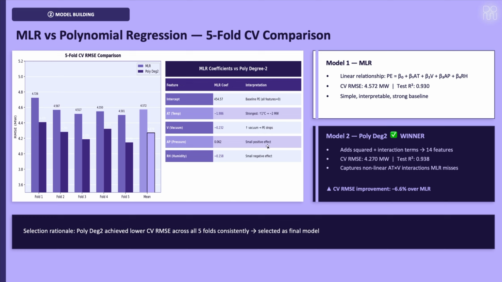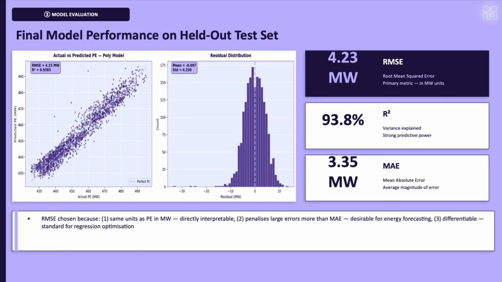So we had a small positive effect for AP and a negative effect for RH, and also the linear relationship with the equation formula, and how it was simple, interpretable, and had a strong baseline as a result. And the selection rationale was that poly degree 2 achieved the lower CV RMSE across all 5 folds consistently, and that was the one chosen as the selected final model.